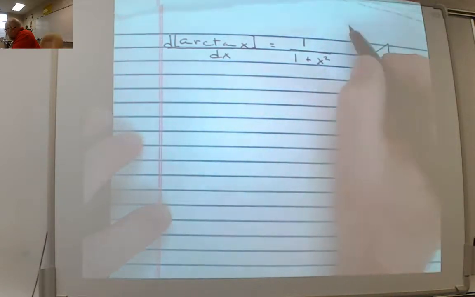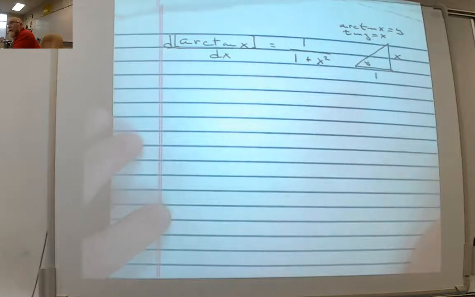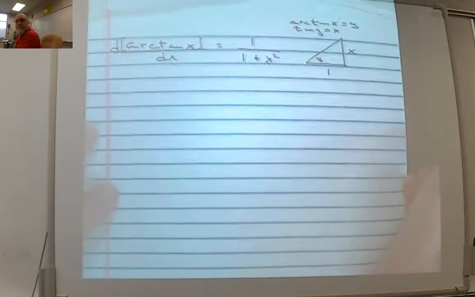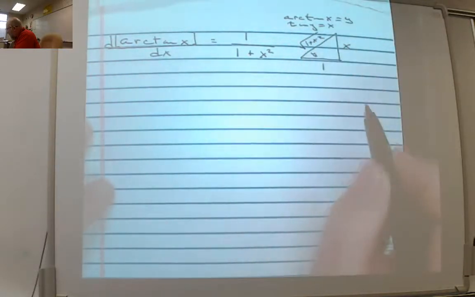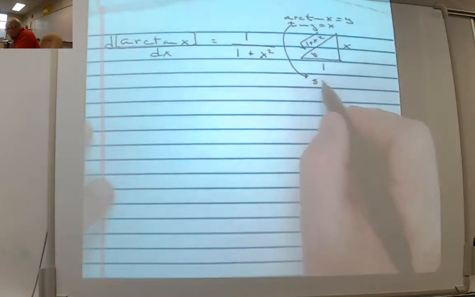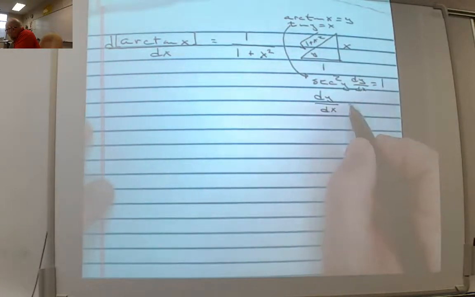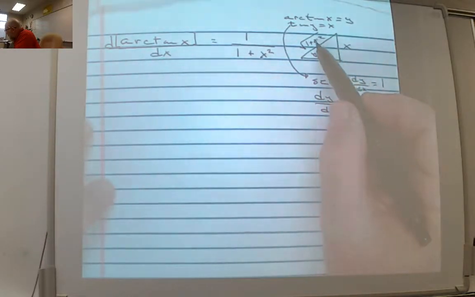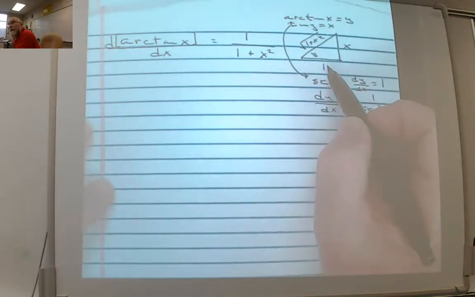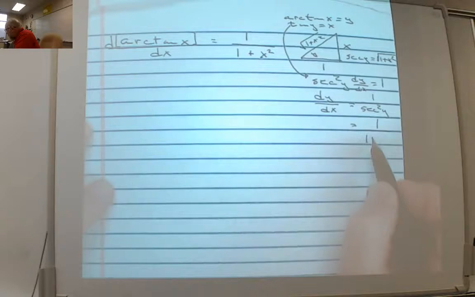Now, if you're like me and can never remember those things, I do a right triangle. The arctangent of x equals y, some angle measurement. That means the tangent of y equals x. So here's y, here's x, and here's 1. Opposite over adjacent. Then the hypotenuse is the square root of 1 plus x squared. I take the derivative implicitly and get secant squared y dy dx is equal to 1. So dy dx is equal to 1 over secant squared y. Secant is hypotenuse over adjacent, so the secant of y is equal to the square root of 1 plus x squared. I square that, and that's where I get 1 over 1 plus x squared.